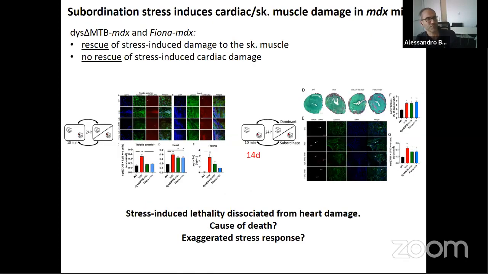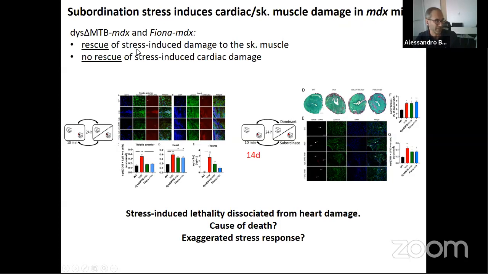What is the physiological function which goes wrong in these animals in response to stress? First of all, what happens to the heart and skeletal muscle? Stress per se induces quite a robust increase in damage to the skeletal muscle of the heart, both acutely and chronically. It's all in the paper. I'm just quickly going through this.